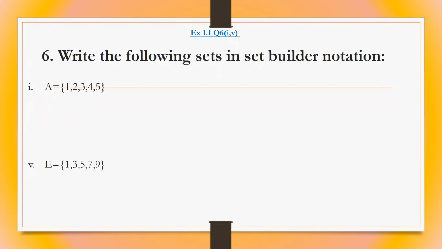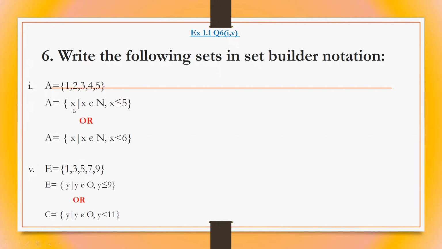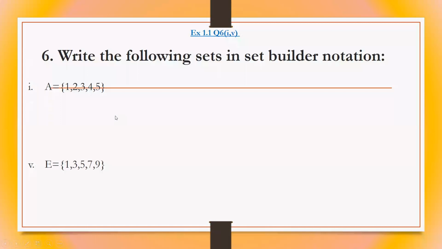Question number 6, bit 1 and 5 was left yesterday, so obviously we have to do these two bits in the copy. So here we get the answer of number 1 given by one student. Now next, Aisha Ijaz, what about question number 2, bit number 2? Quickly tell me.